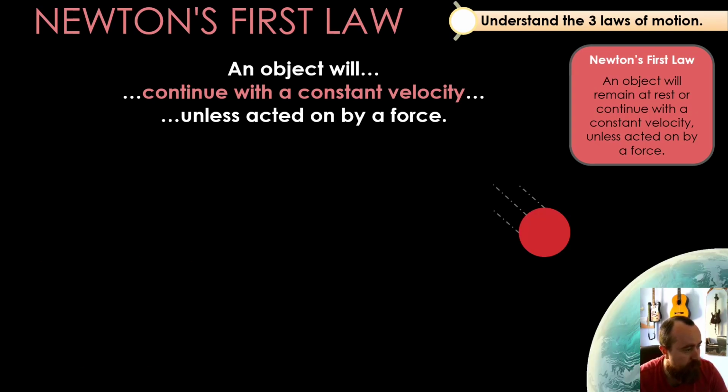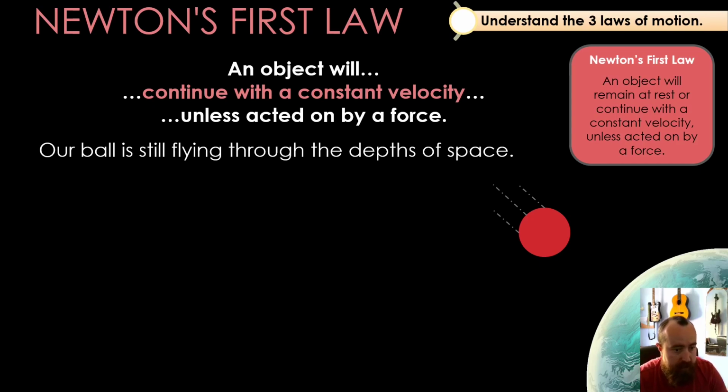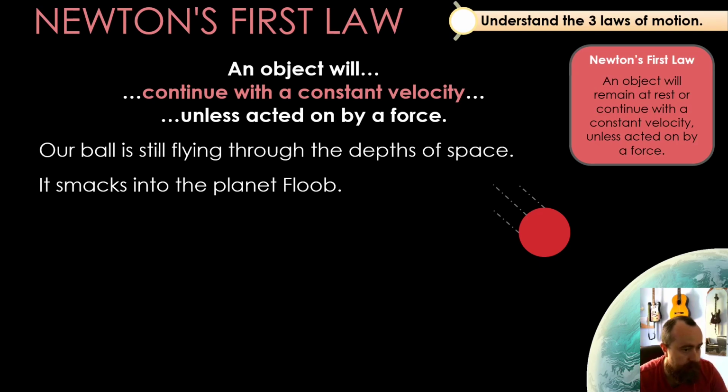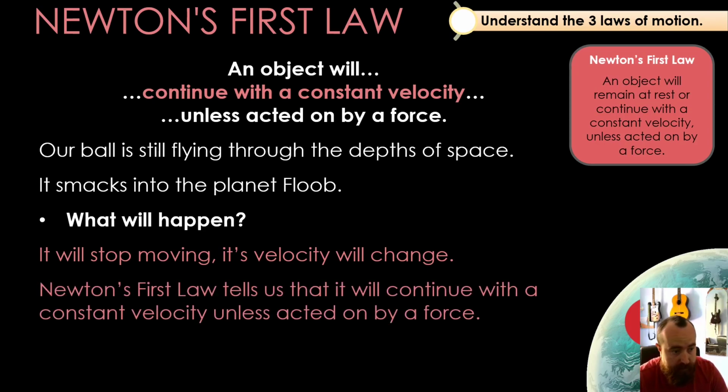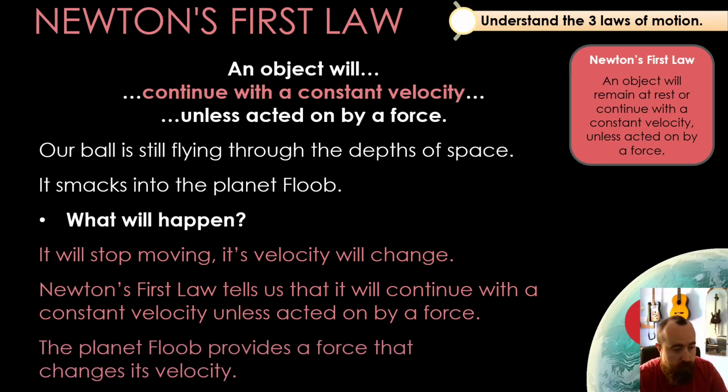Okay, another scenario for you. Our ball is still flying through the depths of space. There it is, but you may have noticed I'm now inside this planet here. We're going to call this planet the planet Floob. What's going to happen is this ball's going to smack into the planet Floob. What's going to happen to the ball? It's going to stop moving, of course. Its velocity is going to change. It's going to smack into the planet, and its velocity will change. Newton's first law is the thing that tells us this is going to happen, because it's going to continue with a constant velocity unless acted on by a force. And this planet, which I call Floob, provides a force that will change its velocity. So the force is in the opposite direction to the ball's motion, and so the ball comes to a stop.